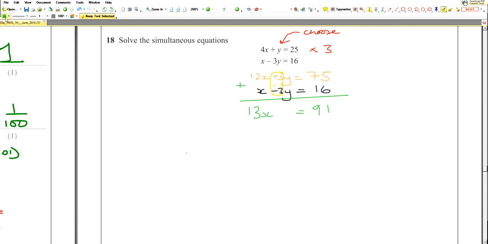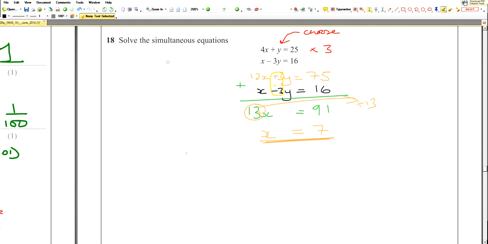Now, what do we need to do? We need to work out the value of x. So we say opposite of times by 13 is divide by 13. So Saf, what do you get for that? What is 91 divided by 13? 7. Well done. Now, once we work out the value of x, we need to substitute it back in to work out the value of y.